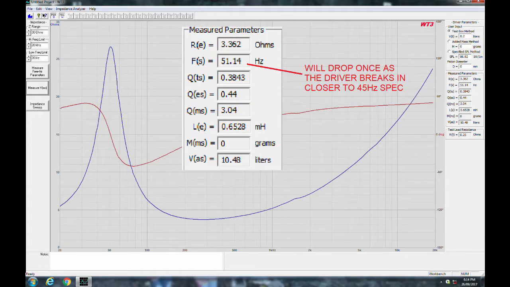And here we have the results of the first driver. This is sample one. You can see that compared to the factory specs, FS is a little higher than it's supposed to be. But again, this is not really broken in. Overall, these specs do match the manufacturer specs pretty well, considering how this test was carried out.